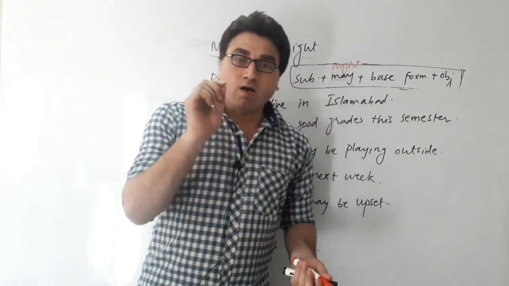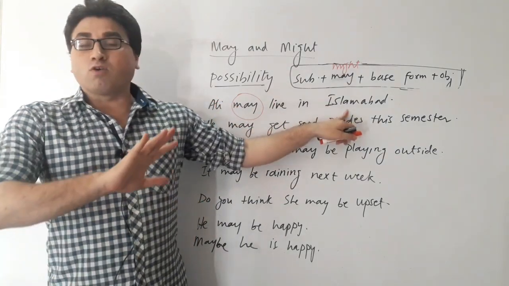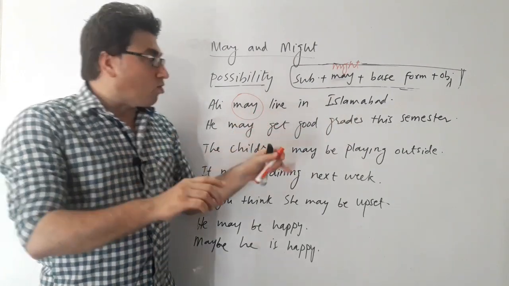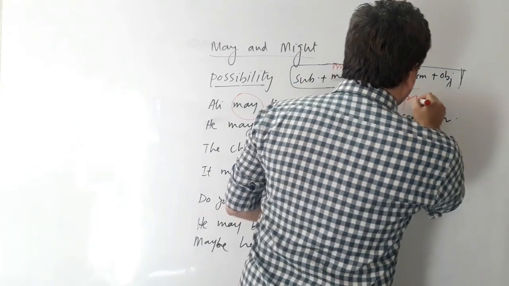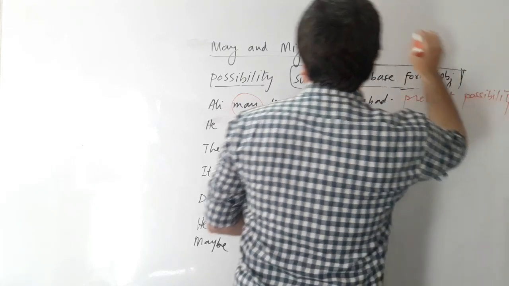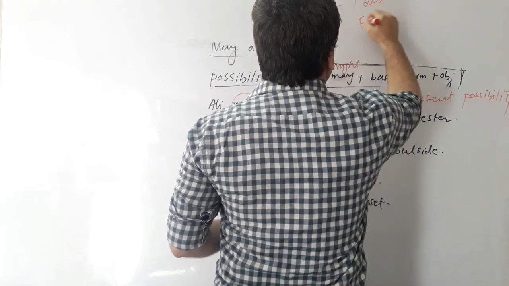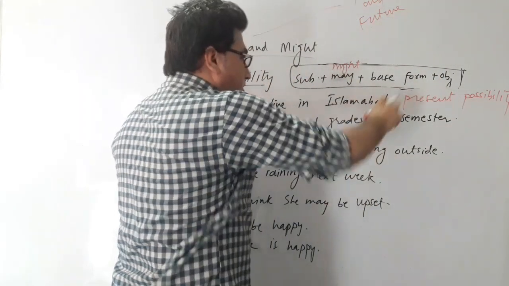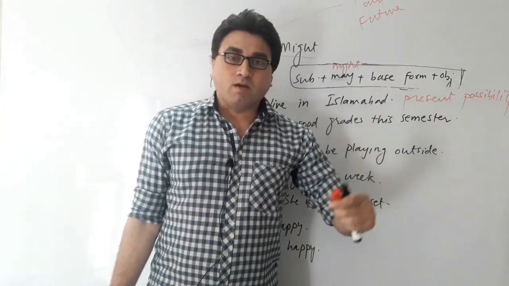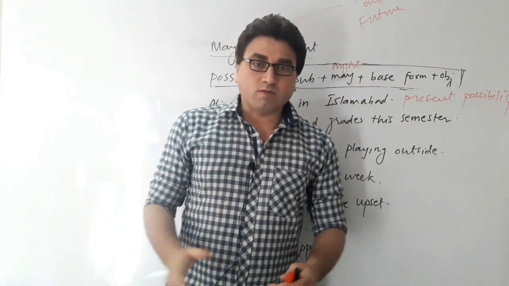If I were sure, I would definitely use present simple tense: Ali lives in Islamabad. But I'm not sure. I'm making a guess. That is why I am using may. And I'm talking about the present possibility, because may and might can talk about present and future, as I said earlier. But here we are talking about the present possibility. And if I say he may be happy, they may be upset, you may be attentive, I'm talking about present possibilities.